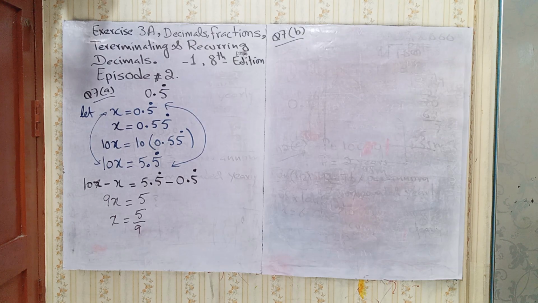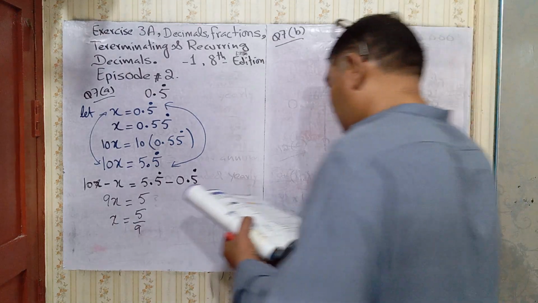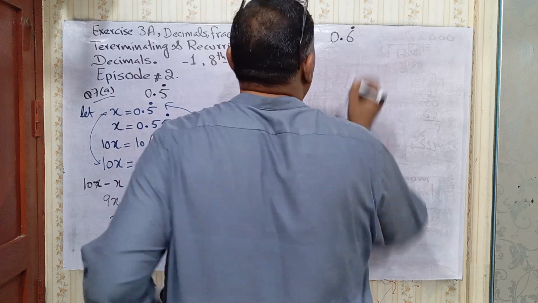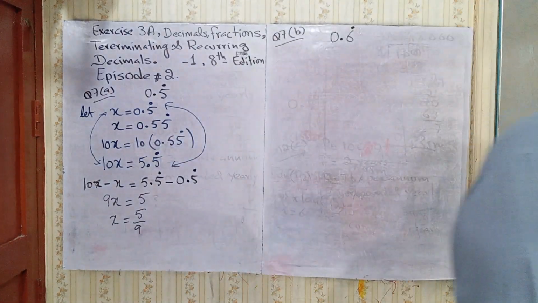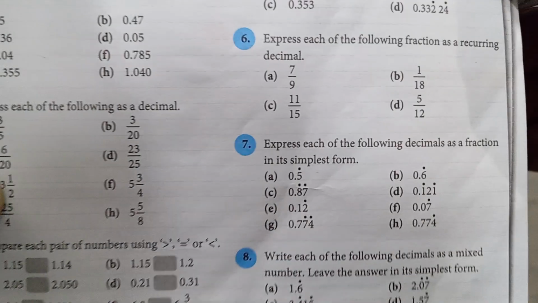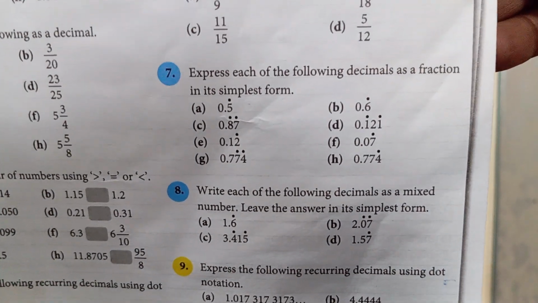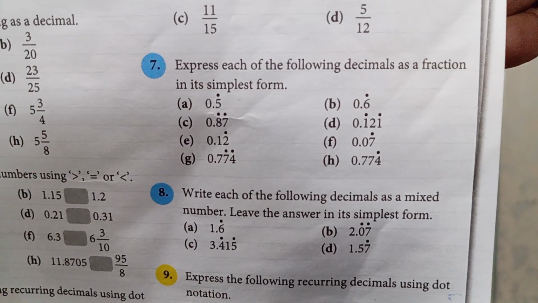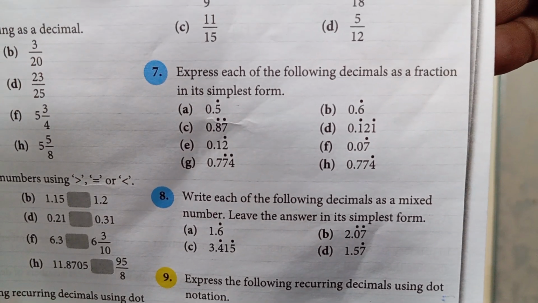So here we have 0.6 with a dot on it. They want me to convert this into a fraction. Let me show you the question. This is question number 7, which I am attempting. Express each of the following decimals as a fraction in its simplest form. So I am on the B part of question number 7.